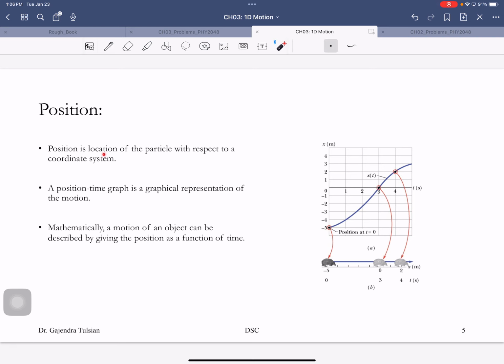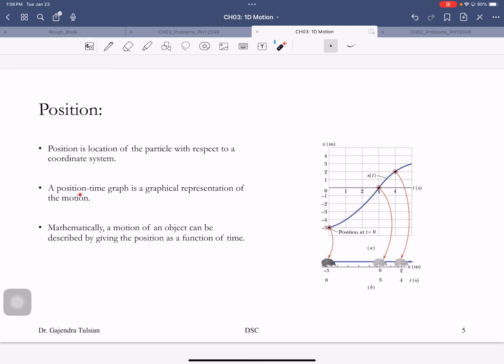So position is the location of a particle with respect to a coordinate system. When you say you're located at 5 meters, what does that mean? 5 meters with reference to what? You're located at 50 miles north on I-95 with reference to Daytona Beach, or with reference to Miami and so on. So position is a location of the particle with reference to a coordinate system.